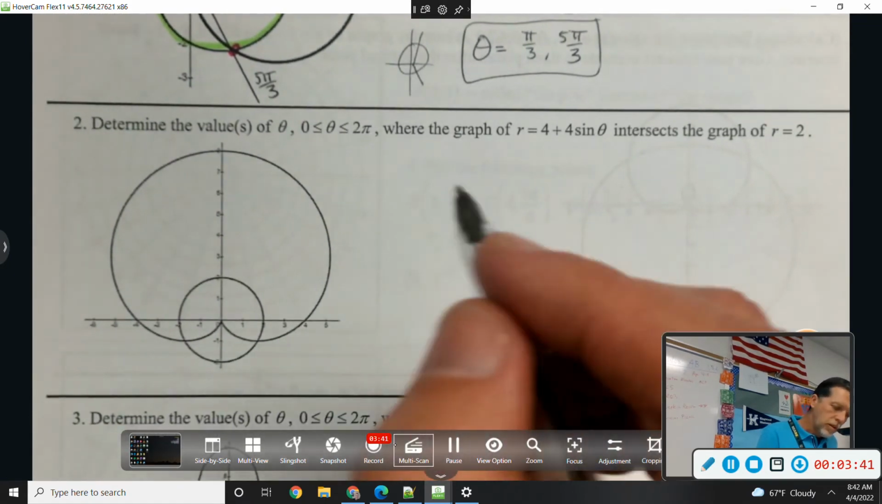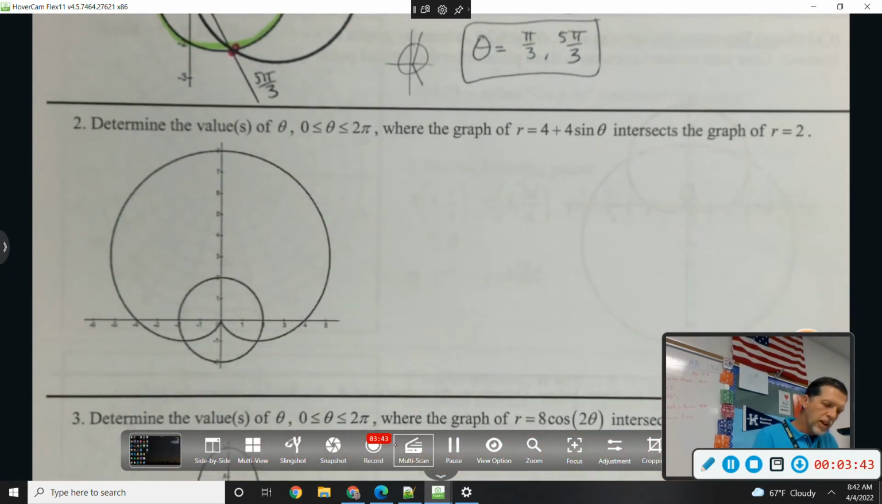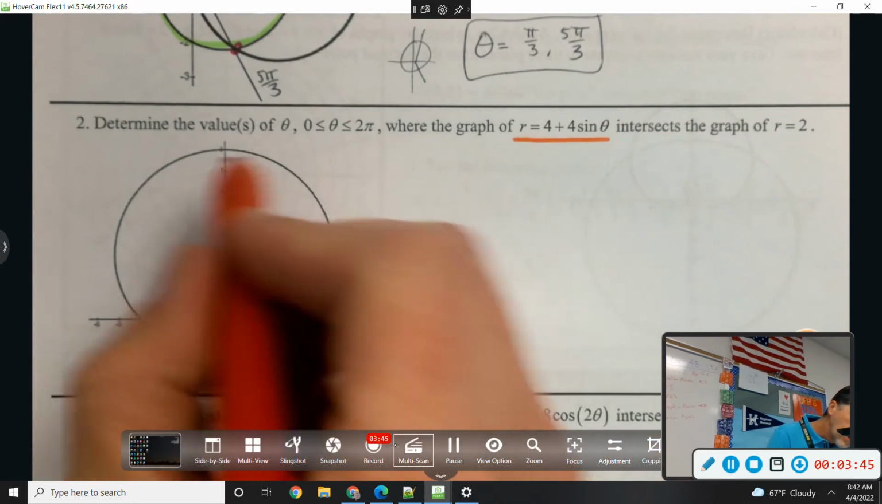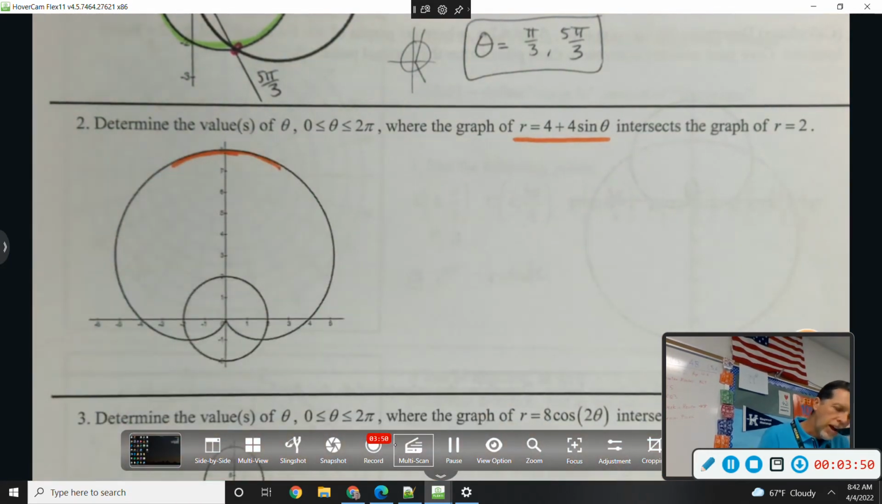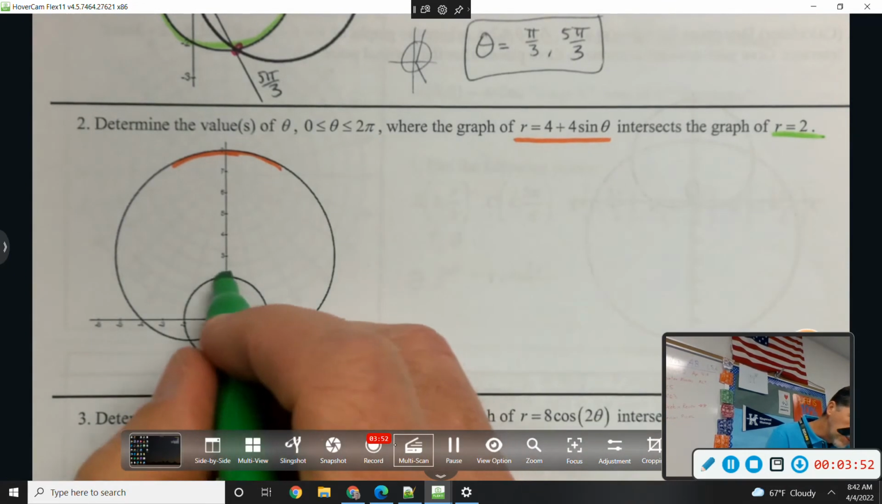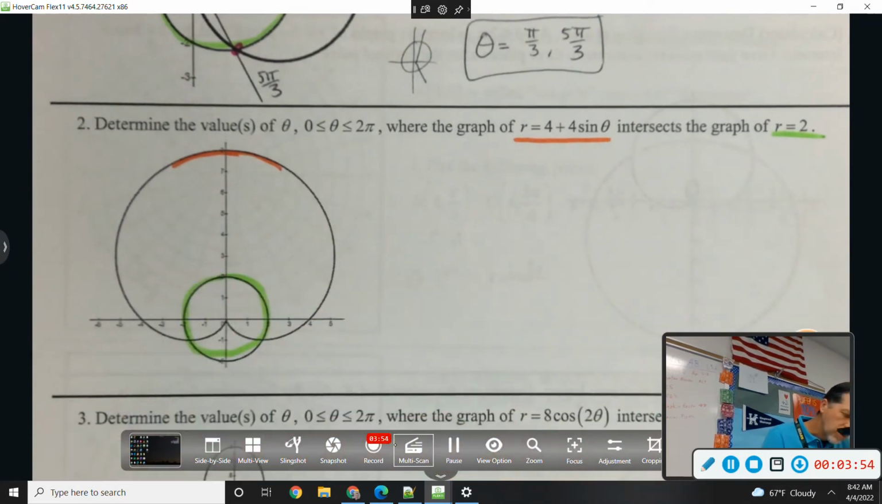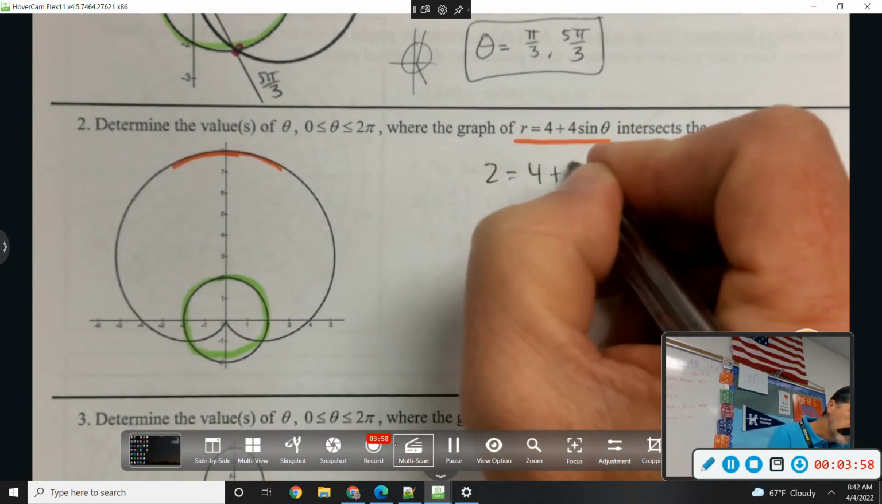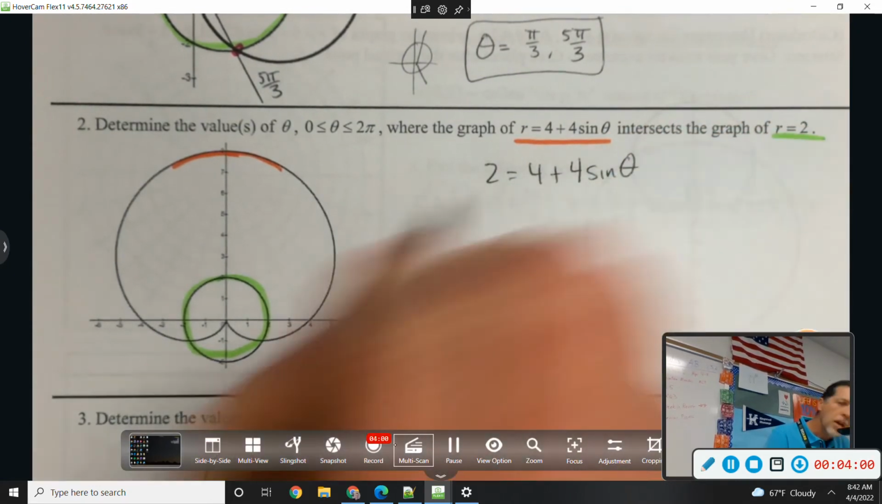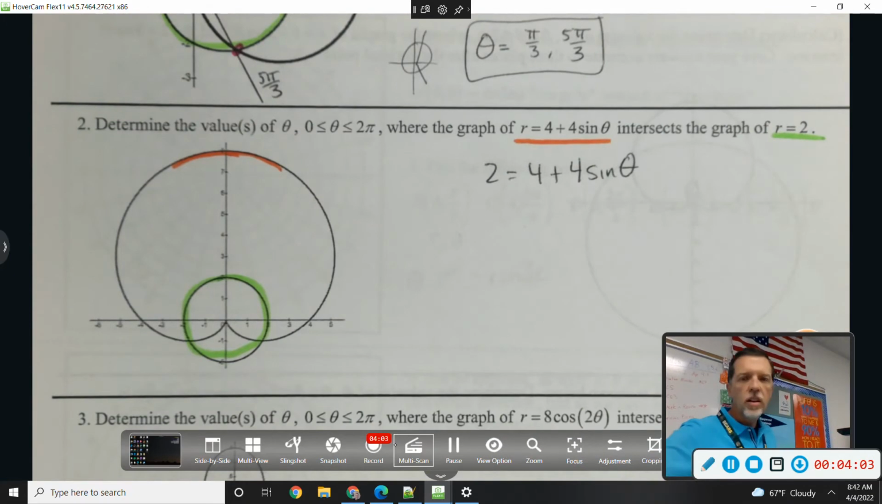Number 2, where does 4 plus 4 sine theta, that would be the big one here, intersect with the graph of r equals 2? That would be the little circle right there. Well, set the two things equal to each other. See if you can finish that one.